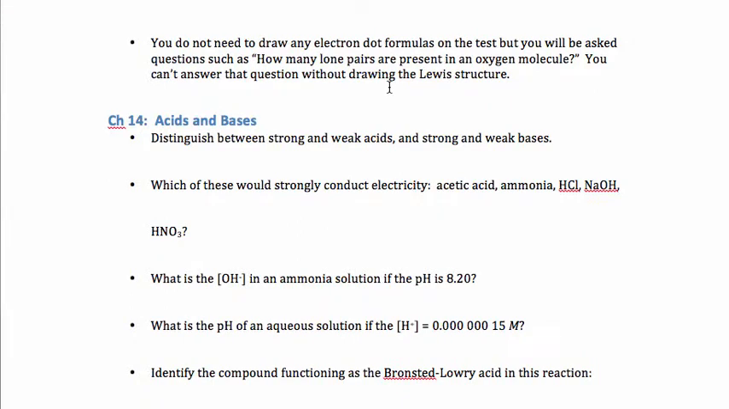Last comments with chapter 12. You do not need to draw any electron dot formulas, but you need to, in effect, to answer the question. So you'll be asked questions like how many lone pairs are in an oxygen molecule. All right, so let's look at a couple examples. If I give you SH2 and ask you how many lone pairs are here, you need to work this through.